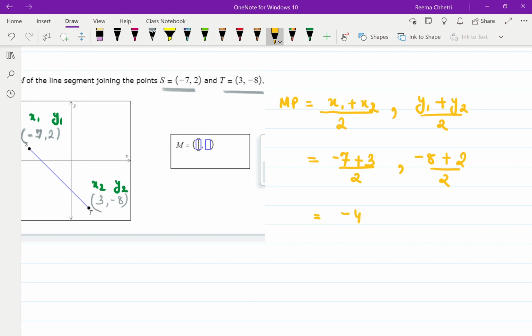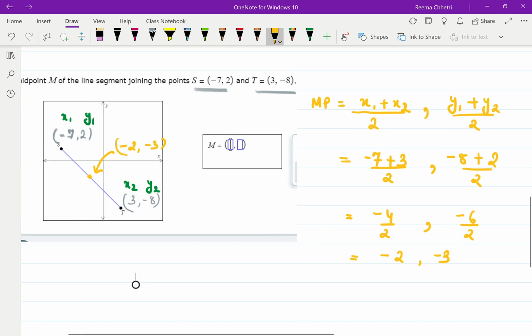The answer will be -4/2. Similarly, -8 and +2 will get subtracted. The answer will be -6/2. When you solve it, you will get the coordinates as -2 and -3. So that means the midpoint will be roughly somewhere here in the middle, and the coordinates of the midpoint will be -2 as the x-coordinate and -3 as the y-coordinate.